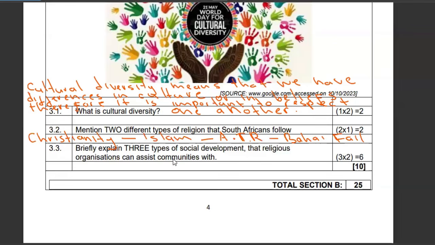And we also have Islam. Okay, Islam, I've already mentioned it, or Judaism. So these are the different religions which are practiced in South Africa. Then briefly explain three types of social development that religious organizations can assist the communities with.